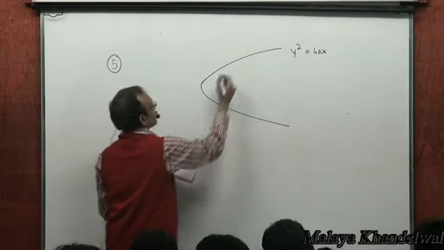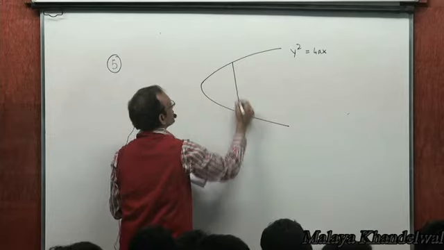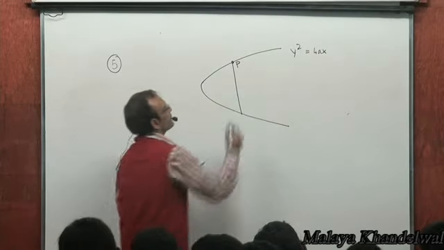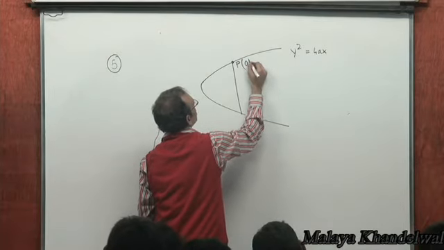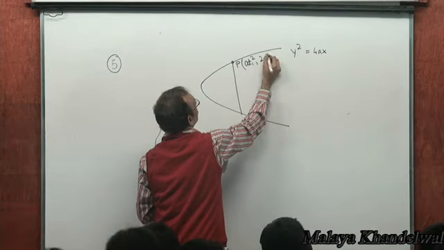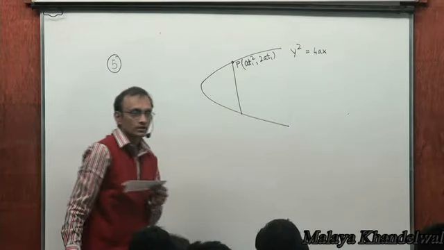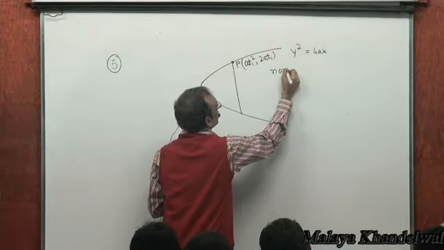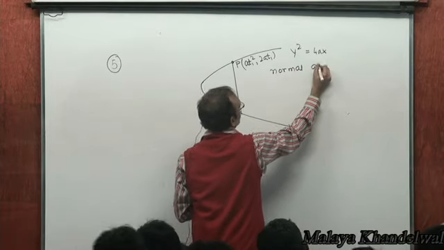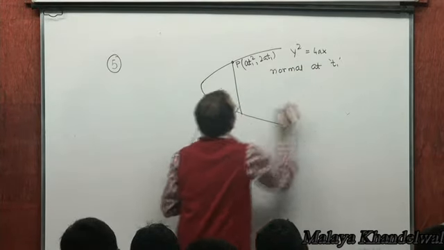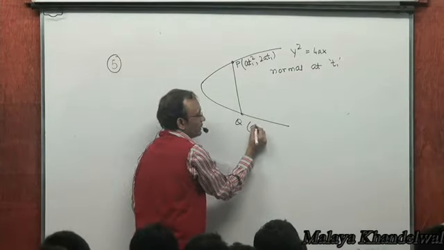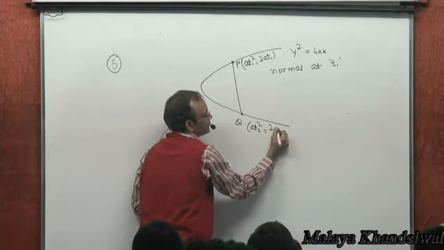And we draw all chords that are normal. Let's say this is a normal at point P. P could be T1, so (aT1 squared, 2aT1). That's a normal at P, right? Normal at T1. It's going to intersect the other end of the parabola at Q, say T2: (aT2 squared, 2aT2).